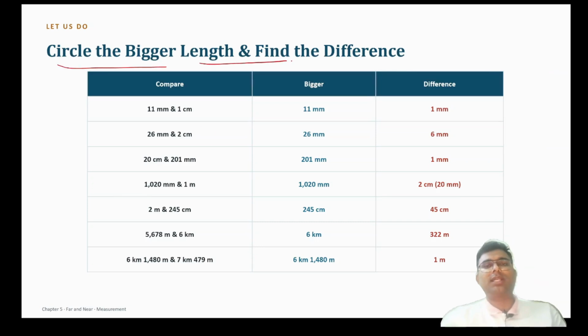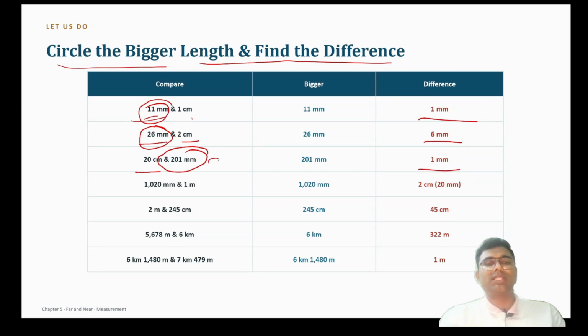Circle the bigger length and find the difference. So which one is bigger here, 11 millimeter or 1 centimeter? So obviously 11 millimeter, and the difference is 1 millimeter. 26 millimeter or 2 centimeter? So obviously 26 millimeter and the difference is 6 millimeter. 20 centimeter or 201 millimeter? So which one is bigger, 201 millimeter, and the difference is 1 millimeter, because 20 centimeter is actually bachcho 200 millimeter and this is 201, so the difference is 1.